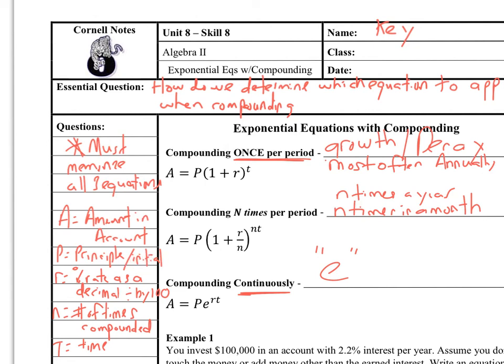That's extremely important that you understand that. r is the rate, but it's expressed as a decimal, so you're going to see them give you a percentage rate every single time, and you have to divide by 100 to make that rate a decimal. n is the number of times it's compounded, and t is the amount of time. It doesn't always have to be years. It can be months, days, minutes, hours, weeks, seconds, and so on.